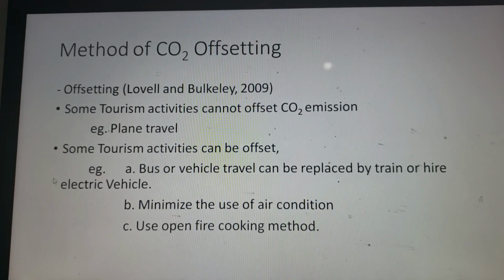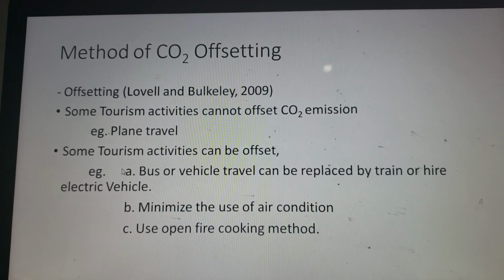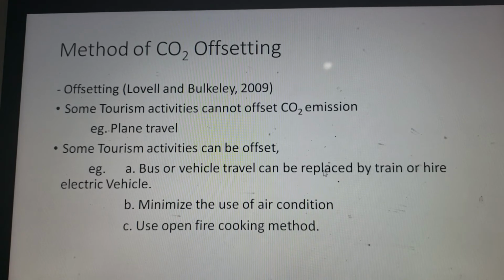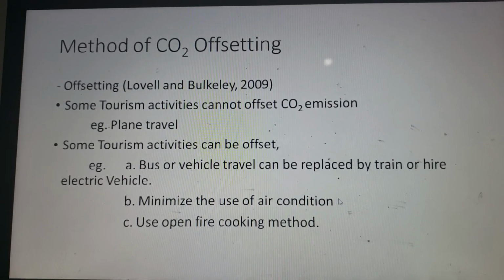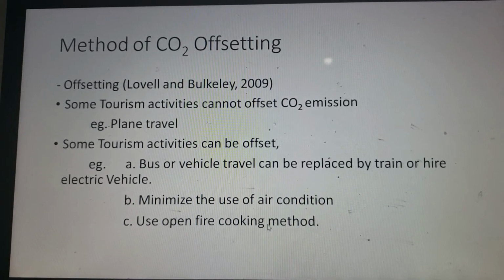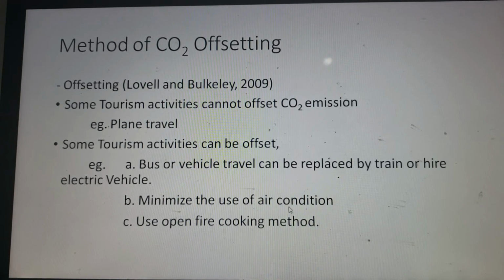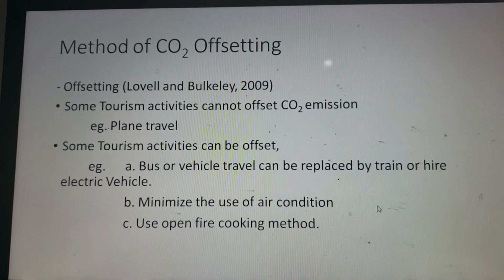We can offset carbon dioxide emissions by using public transportation, minimizing the use of air conditioning, using open fire for cooking methods, and stopping the use or burning of fuels.